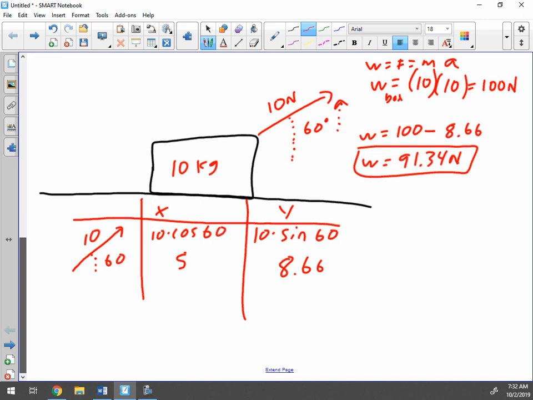And to find the acceleration of the box, we're going to do the same thing. We're going to use the force in the x direction. This time we're pulling in the x direction right here, 5. And 5 would equal 10a. We divide both sides by 10, and we get 1/2.